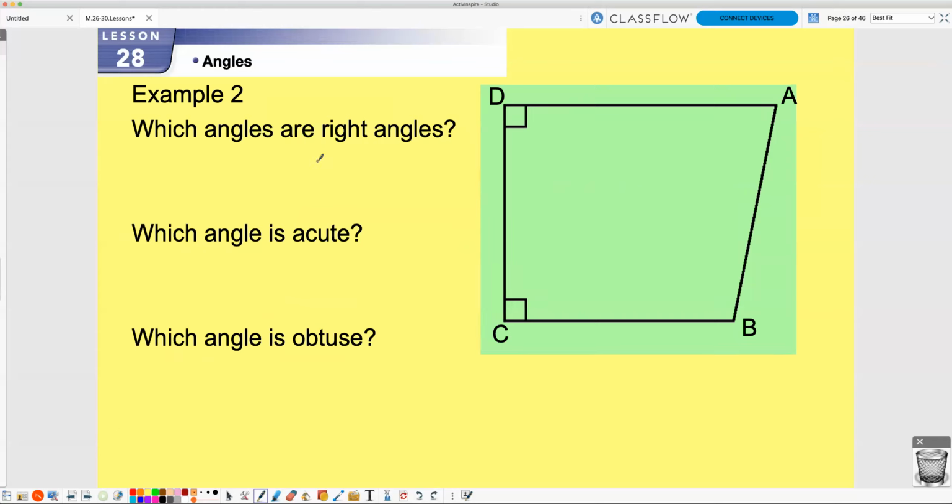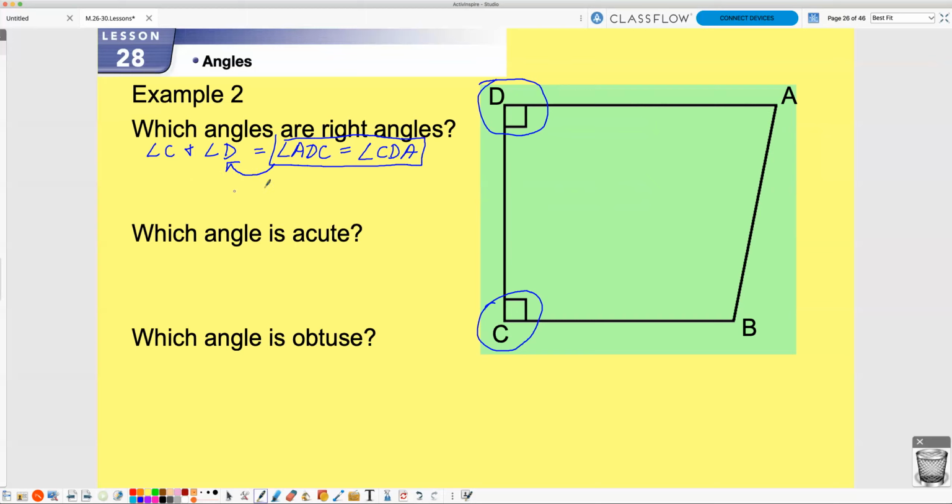Which angles are right angles in this quadrilateral? Well, in this case, clearly this would be a right angle and this would be a right angle. You can name those. You could just say angle C and angle D. You could also say angle ADC, which would be the same as angle D. Or you could also say angle CDA. These equal each other, so that's the same as angle D.